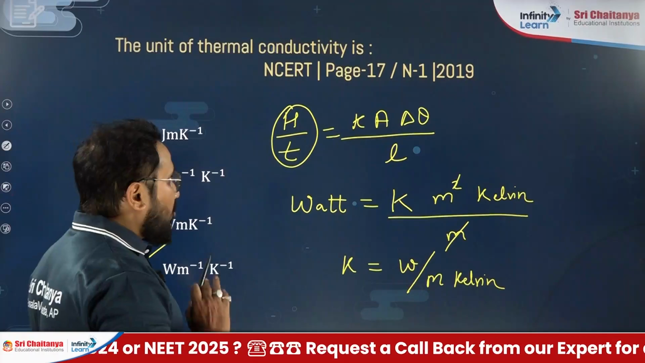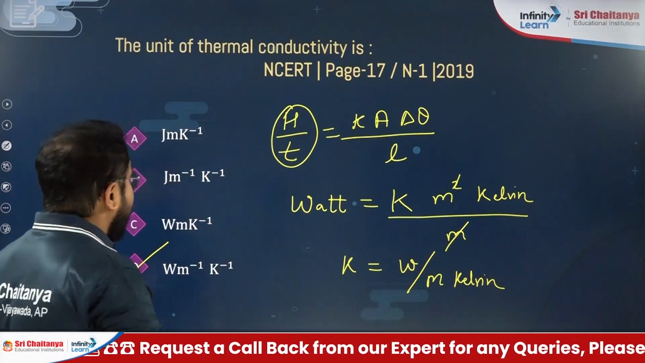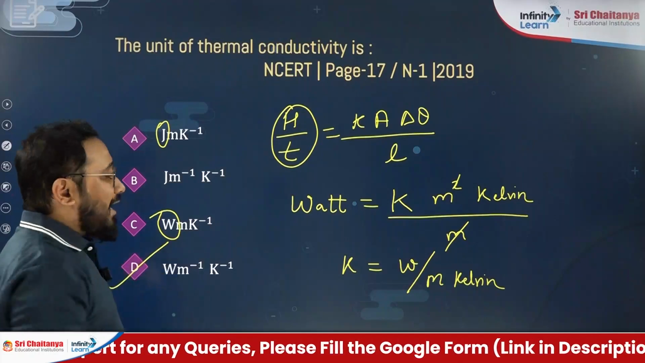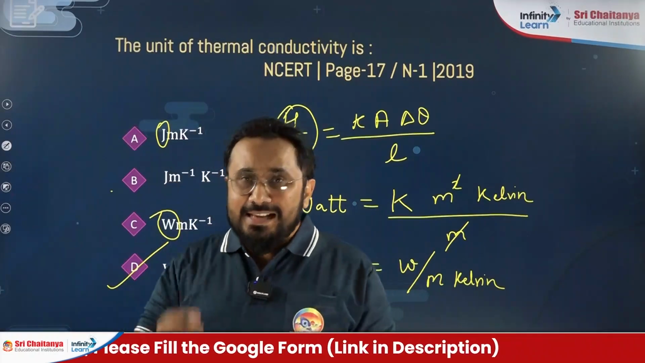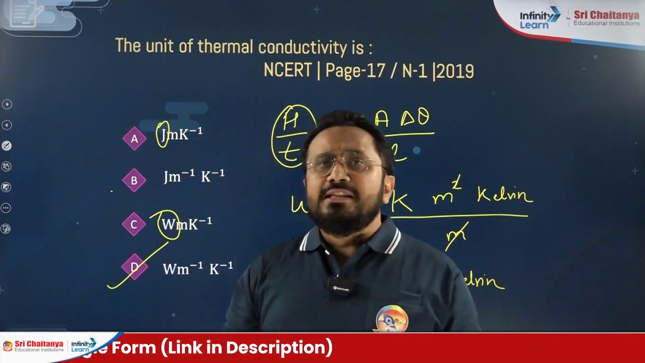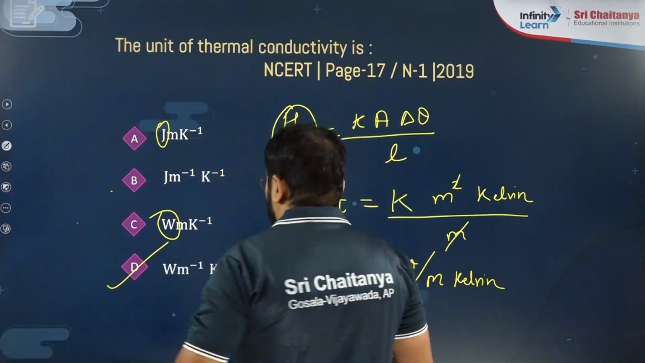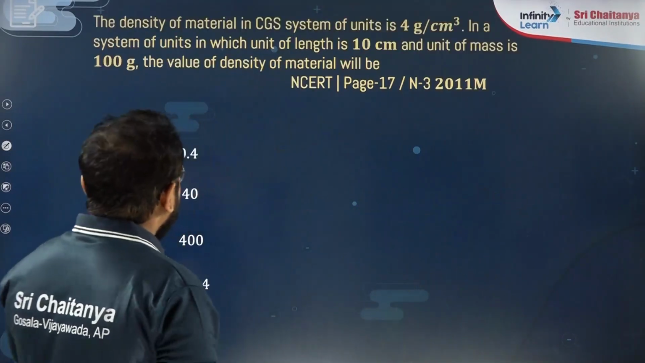Is it clear? Don't get puzzled. First of all, see what is given. Joule is given here, watt is given here. That means you have to change the things either in joule or in watt. Go from answer to question to check what is given. Let's see the next question.